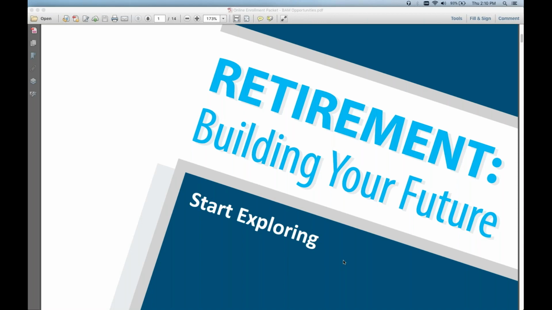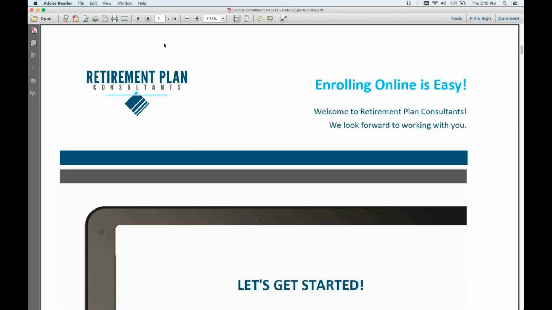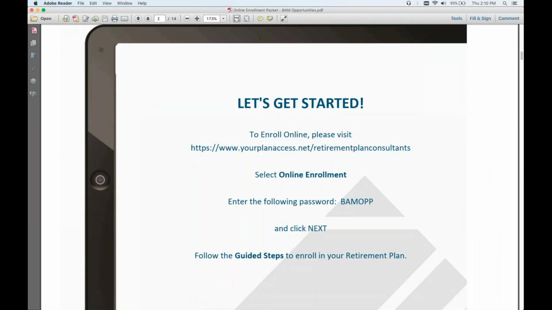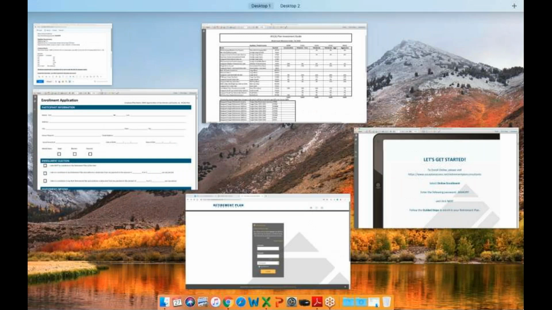The first document that we'll be reviewing is the online enrollment packet. I personally feel this is probably the most important document. So if you forget everything today, just go to this online enrollment packet and access these following pages. It does start on the second page, kind of towards the middle. It looks like a big iPad, and in the middle it'll say, "Let's get started. To enroll online, please go to this following website." And that following website is the provider's website. You'll be able to use that website link for all future logins as well.